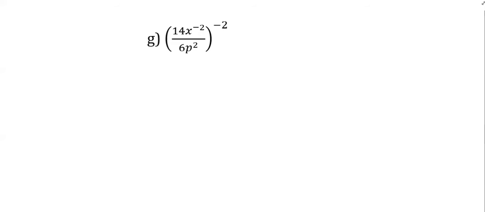Why? But one of them is positive. Good job. Negative times a positive is negative. Very good. And 2 times 2 is? Anybody? 4. So we're going to get x to the negative 4. Very good.